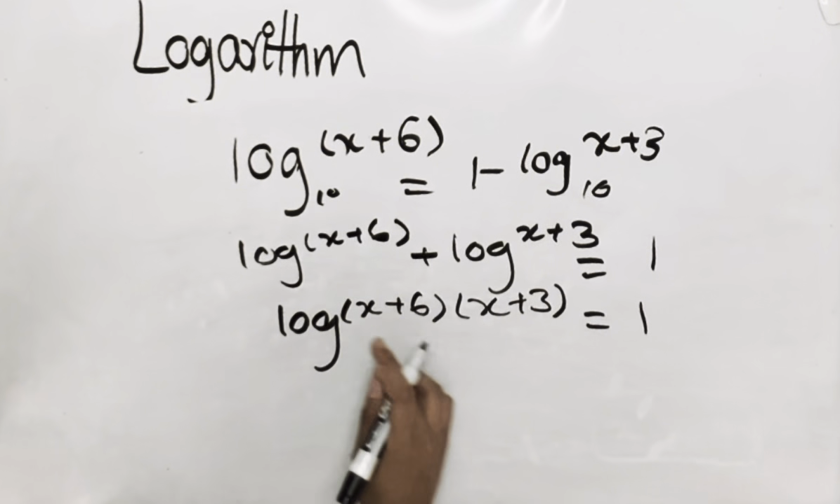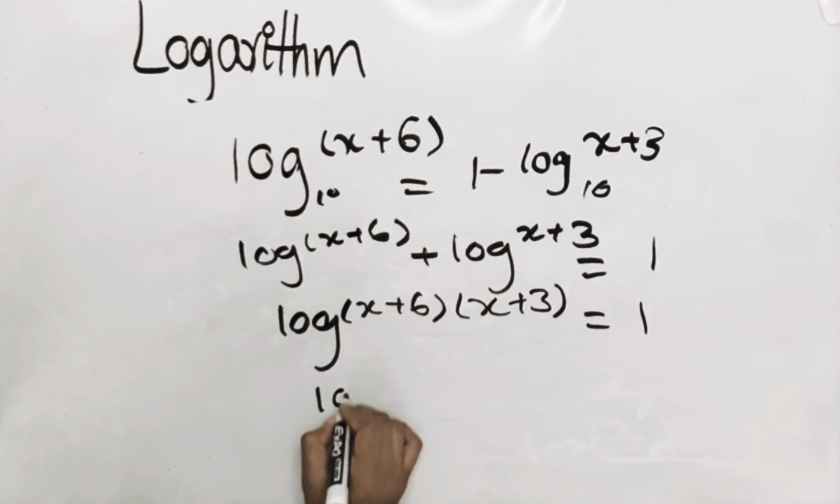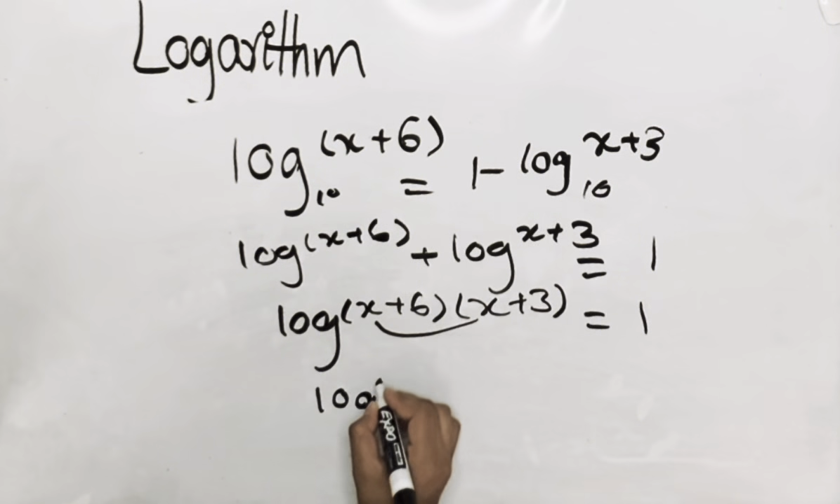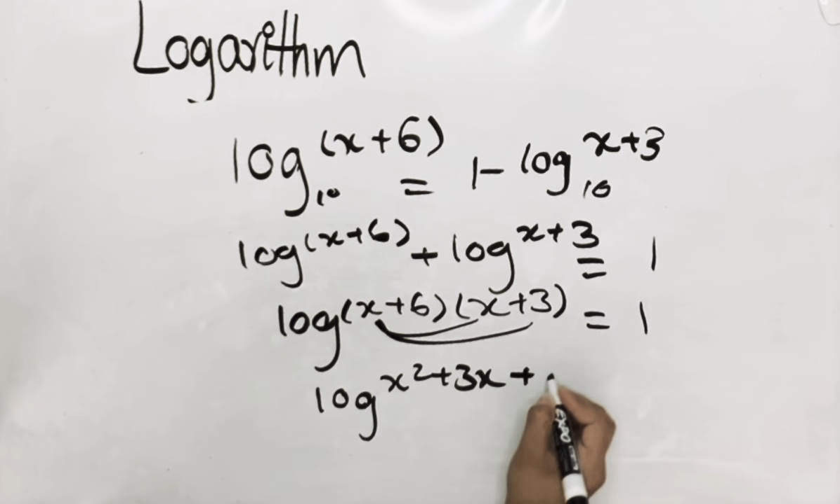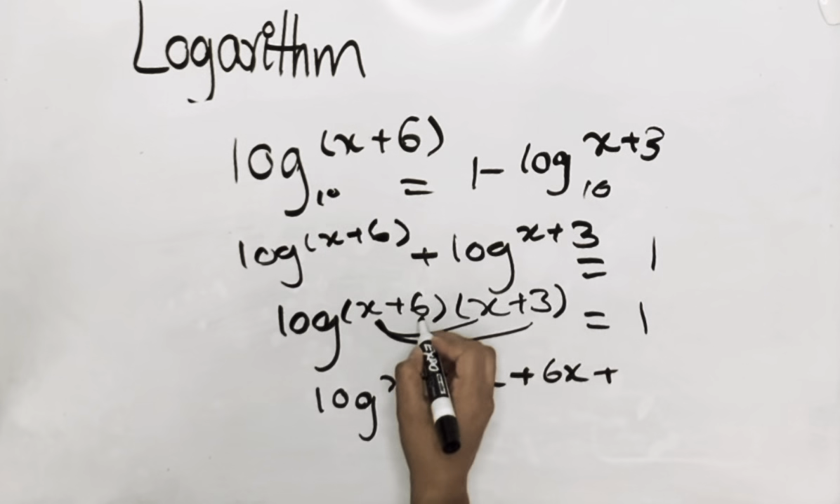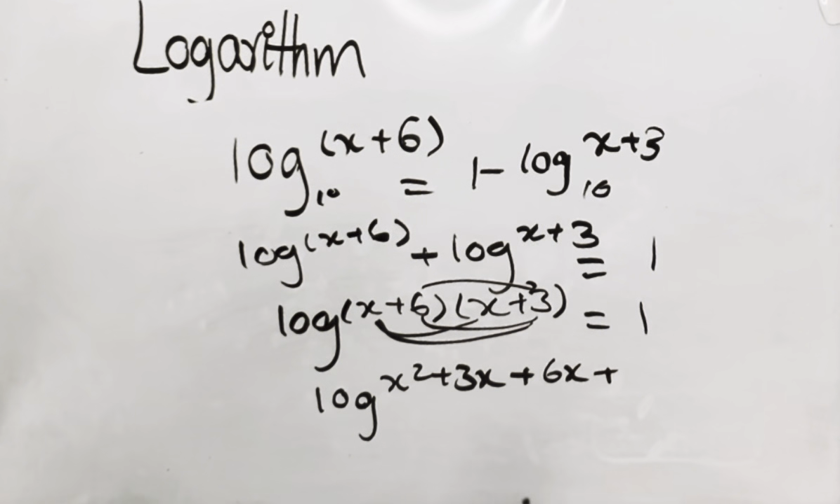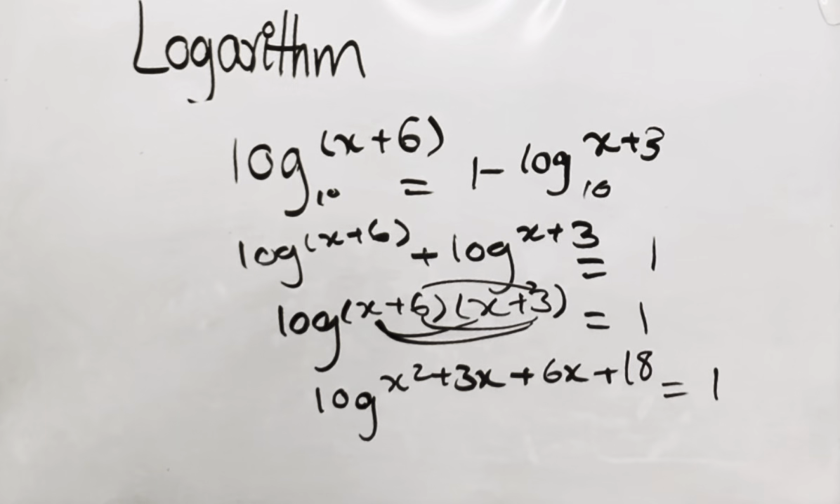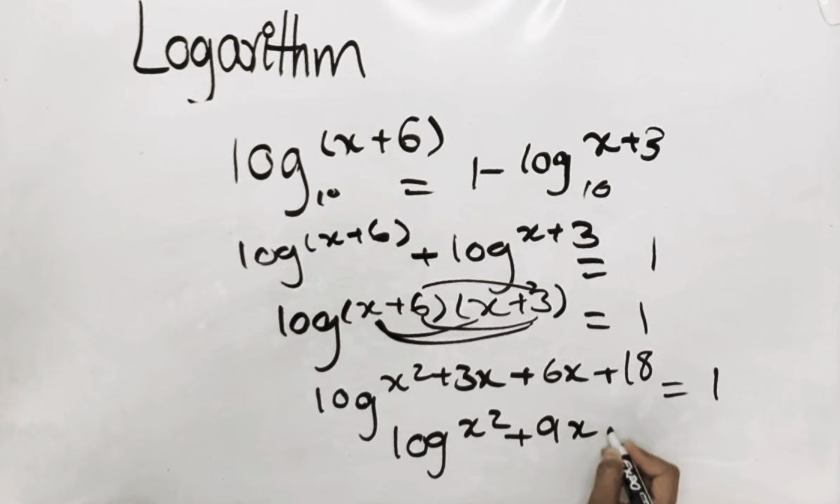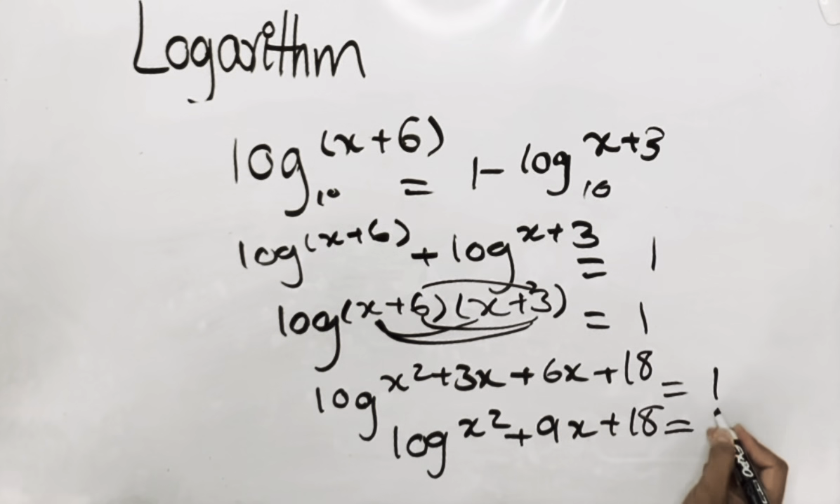Now we need to distribute these two and multiply them. That's going to give us x squared plus 3x plus 6x plus 18 equals 1. Now it's going to be log of x squared plus 9x plus 18 equals 1.